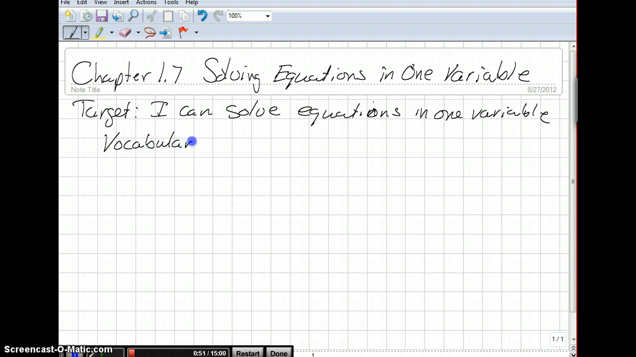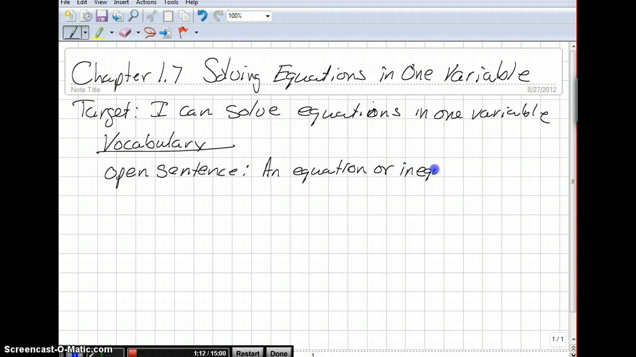Vocabulary. Open sentence. An open sentence is an equation or inequality with at least one variable.